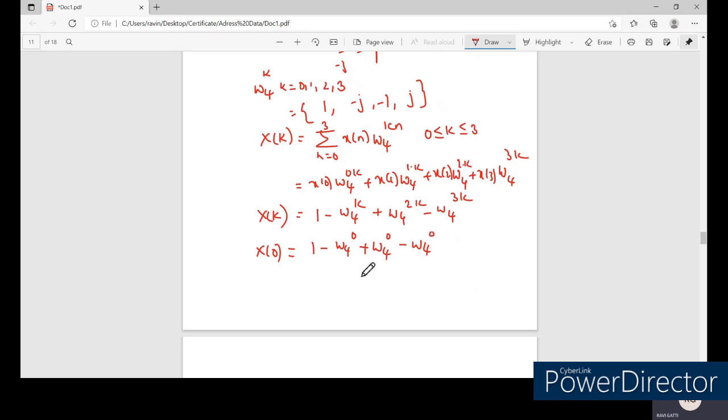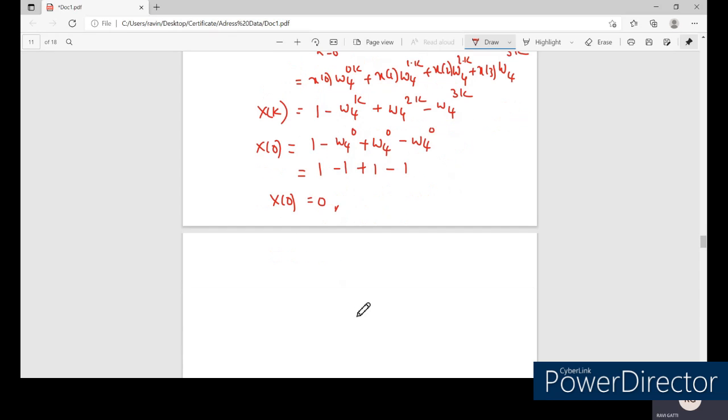So what is this? 1 minus omega 4 power 0 is 1, plus omega 4 power 0 is 1, and minus omega 4 power 0 is minus 1. So therefore you'll be getting the answer equal to 0. That is nothing but x of 0 is 0. You got it. Okay.